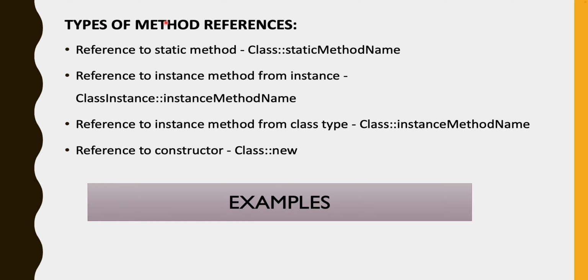What are the types of method references? There are 4 types of method references. We'll see all the coding examples for this, but let's first try to understand what those types are. We can call a static method with the class name and static method name. Also, we can call an instance method with the class name, and we can call the same instance method with a class instance, that is the object. And we can call a constructor using method references. So let's now try to understand all these 4 types with an example.